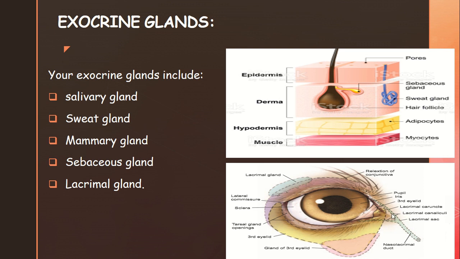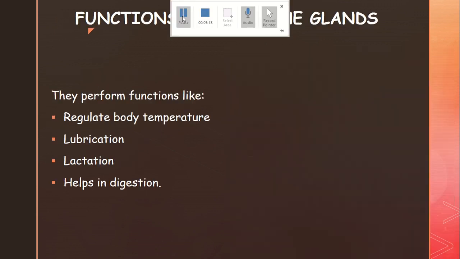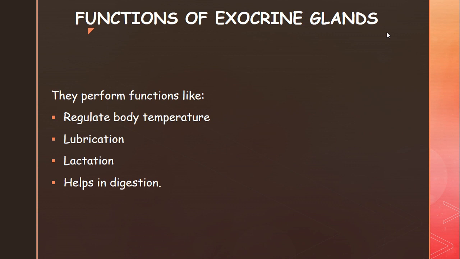So duct in the sense is a thing which connects two parts through a tube-like structure. That is called a duct. So these are the exocrine glands: salivary gland, sweat glands, mammary gland, sebaceous gland, and the lacrimal gland.